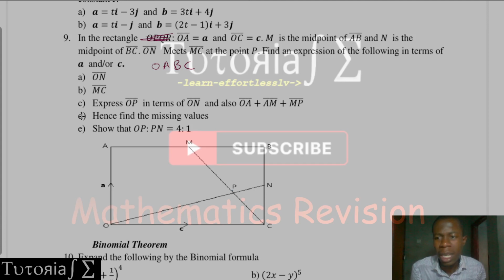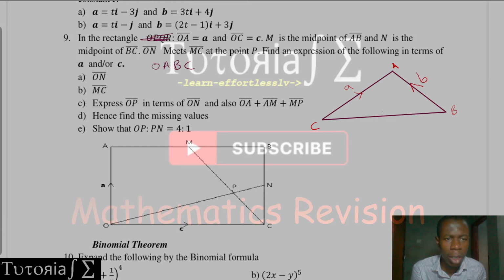But basically what I can just give you in this lesson is a reminder of what you already know. So for instance, if you have a triangle like that, you have A, B, and C. Okay, and this is a direction. Let's say this is A, and that is B.